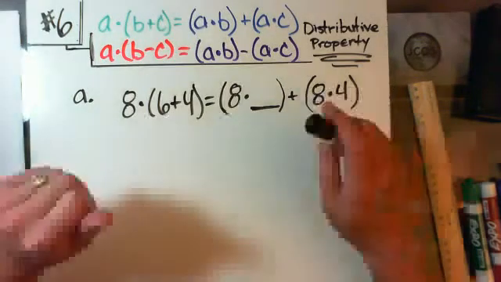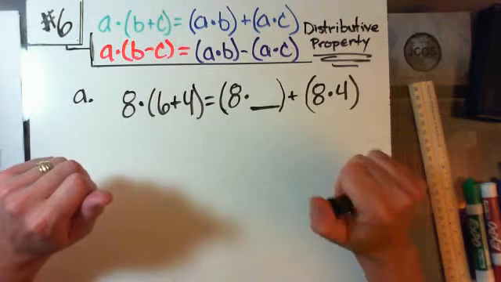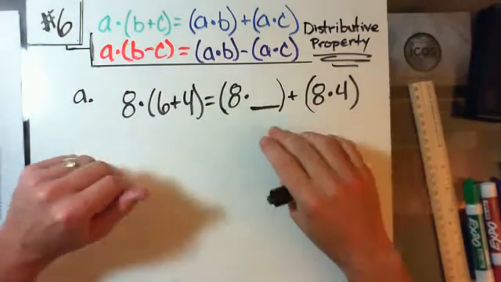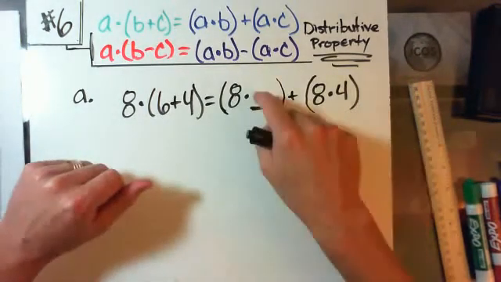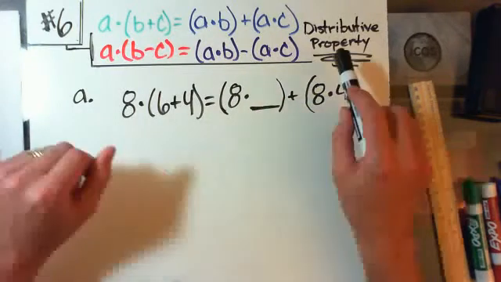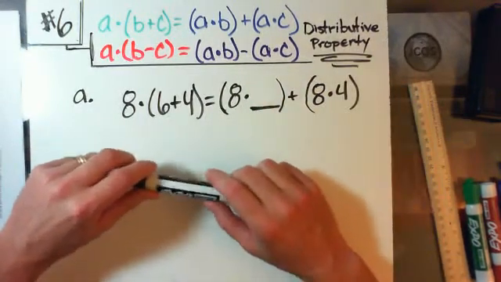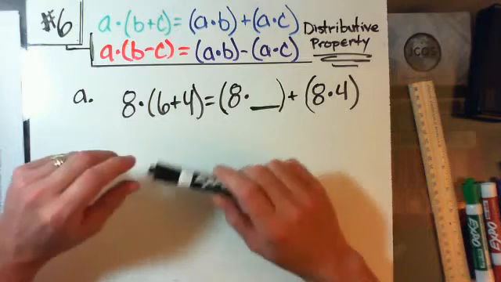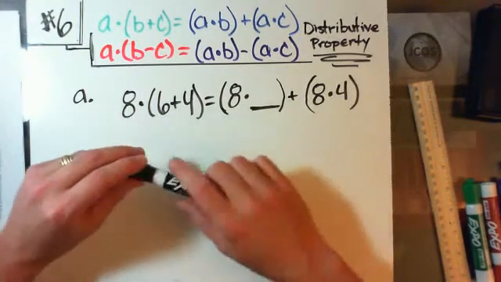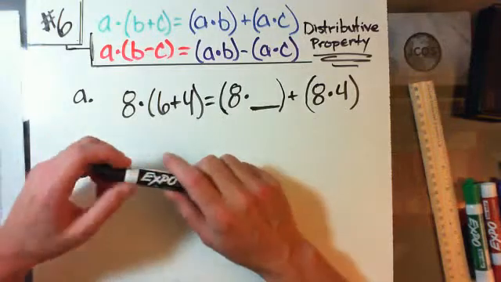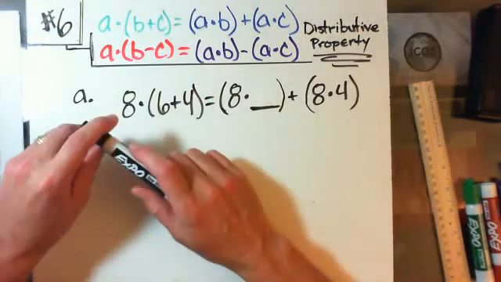Okay, for problem 6, we're given several number sentences or equations that are missing a number, and they're all based on the distributive property of multiplication. These aren't too hard to figure out if we just notice the pattern of the distributive property, and I've written it up here for you.